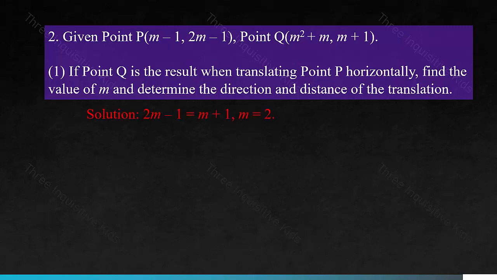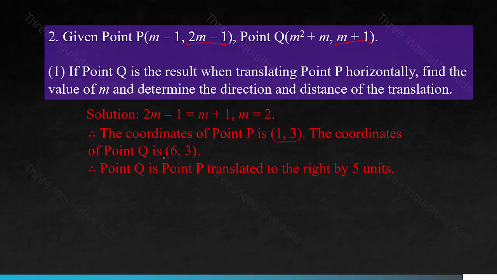Well, if we know that this point is being translated horizontally, then it means that their y-coordinates remain the same. So 2m - 1 equals m + 1. Therefore, when we simplify, m would equal 2. So then the coordinates of point P is (1, 3), and the coordinates of point Q is (6, 3). When you observe the coordinates, you can see that this point was translated to the right by 5 units.